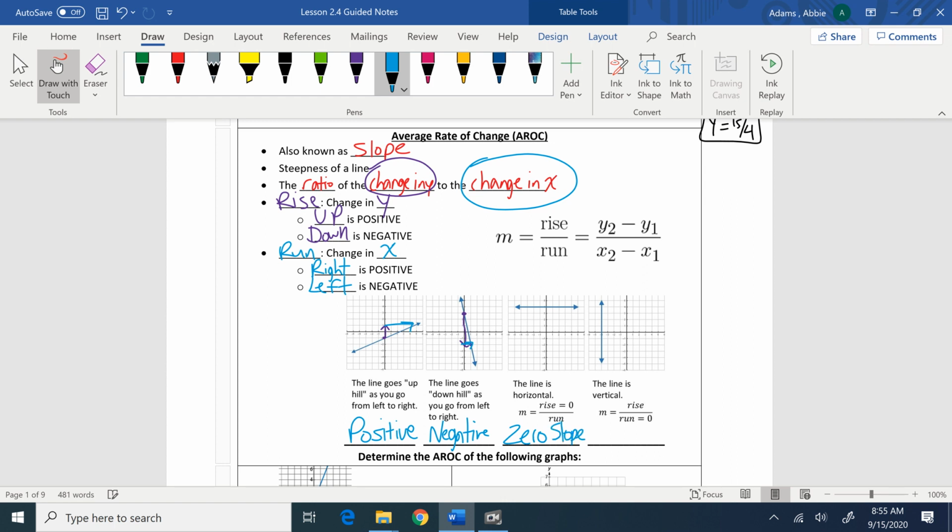Because nothing's happening in your numerator there. There's no rise. Your y is staying the same. This graph is going to be y equals some sort of number.